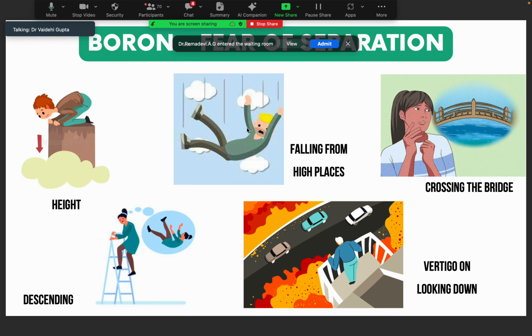Boron has fear of separation. That separation can be of any kind. That's why boron, meaning borax, has a fear of height. They are quite fearful of hiding places. There is a fear of falling from a high place. There is fear of crossing the bridge because all of them have separation. There is a fear of descending. There is vertigo on looking down.